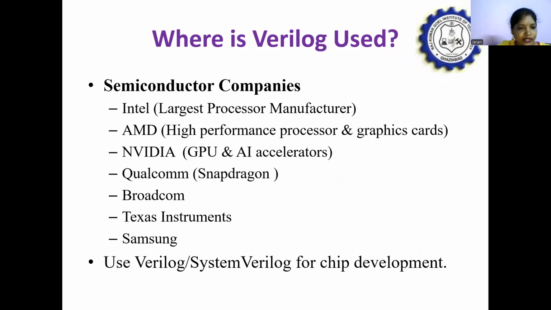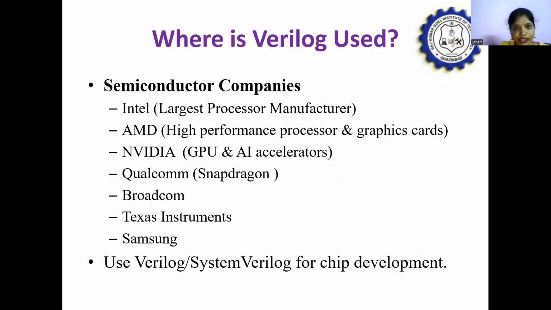Where is Verilog used? Verilog is widely used in semiconductor companies such as Intel, AMD, NVIDIA, Qualcomm, Broadcom, Texas Instruments, and Samsung. Before manufacturing any chip, the designers implement it using Verilog. They use the code to design digital circuits. Generally, they use Verilog and SystemVerilog for chip development.